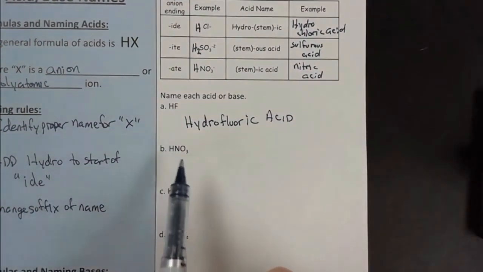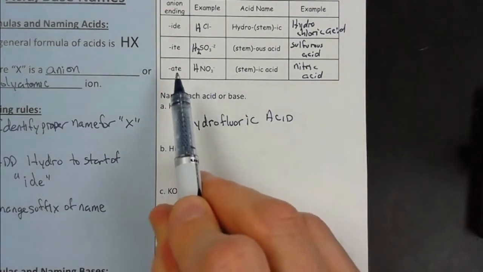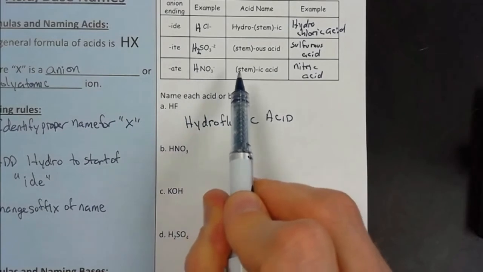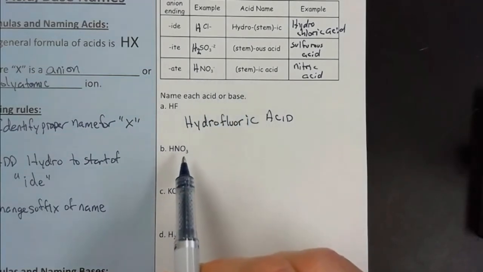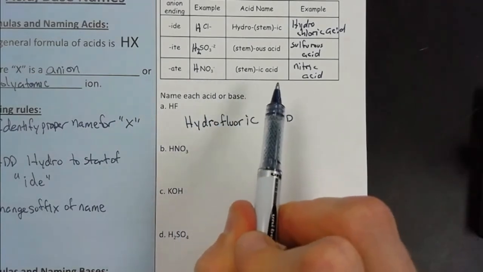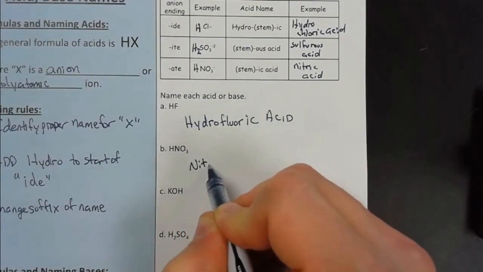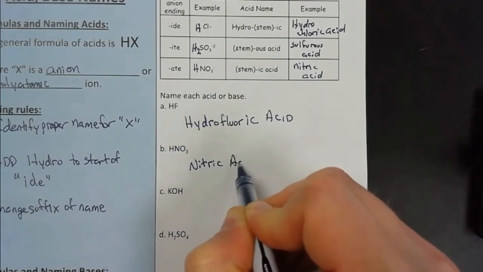Okay? NO3 up here was our nitrate ion, so that's an exact copy from this row up here. No hydro, the stem of nitrate is NITR or nite, and we're going to end that with ic. So this is just nitric acid.